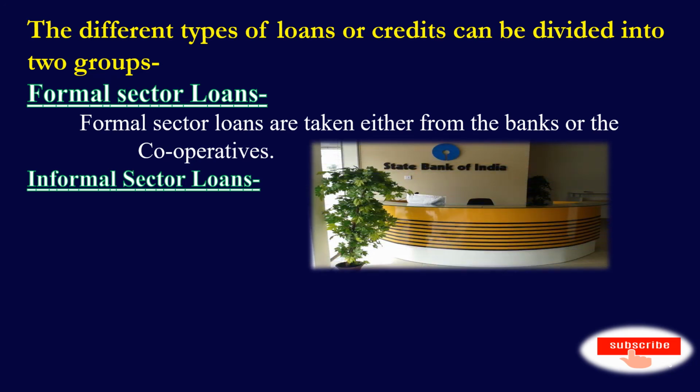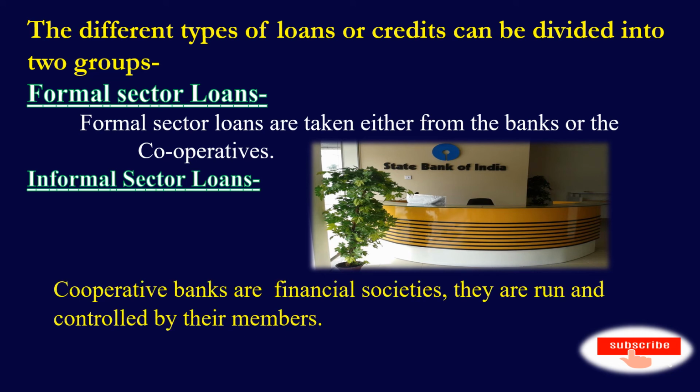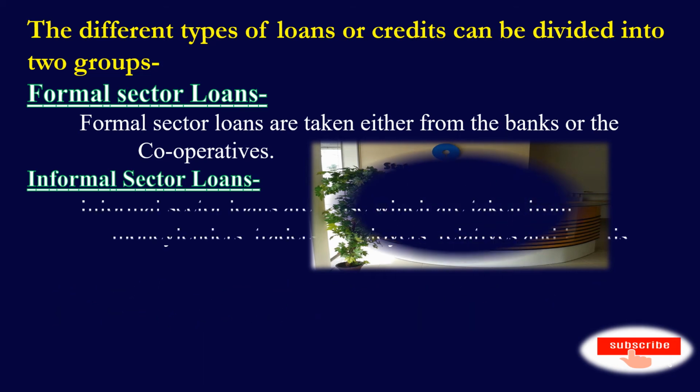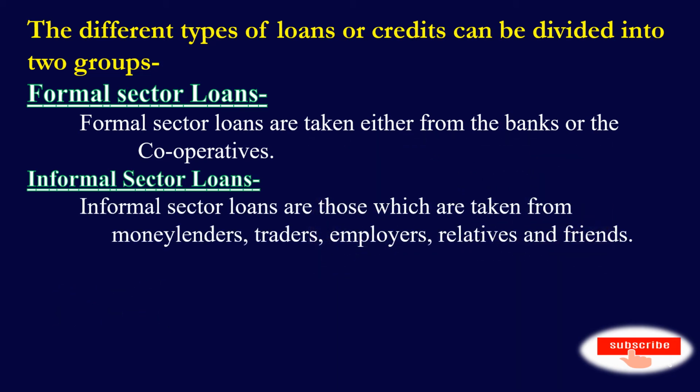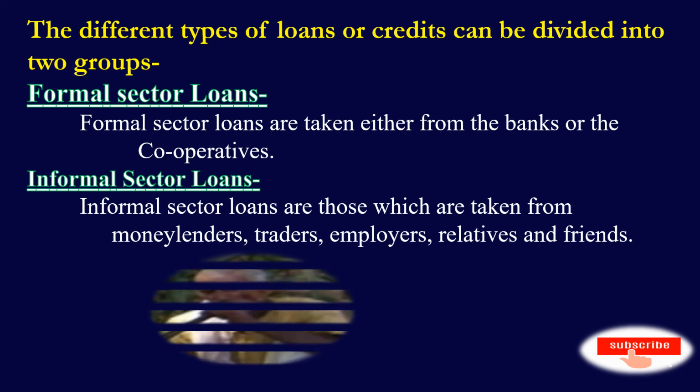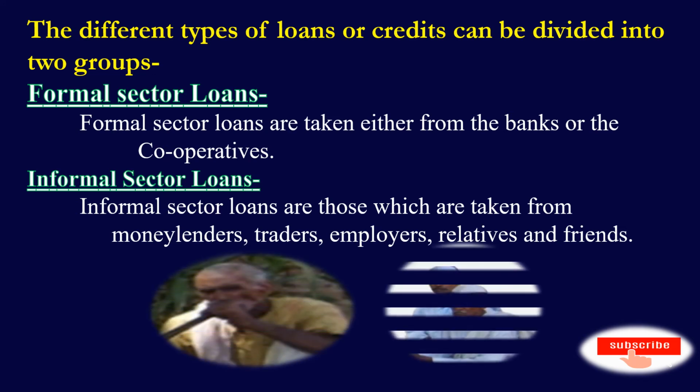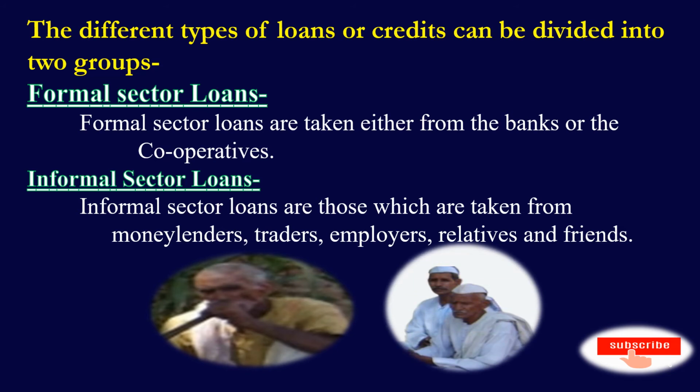What are cooperatives? Cooperatives are financial societies. They are run and controlled by their members. Members of a cooperative collect their savings to provide loans to its members at low interest rate. And what are the informal sector loans? The informal sector loans are those which are taken from informal sources such as moneylenders, traders, employers, relatives, and friends. Let's see the difference between formal and informal sector loans.